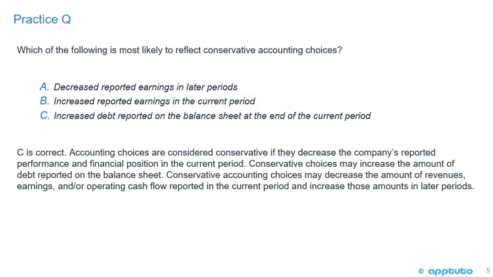Conservative choices may increase the amount of debt reported on the balance sheet. Conservative accounting choices may decrease the amount of revenues, earnings, and/or operating cash flow reported in the current period and increase those in later periods.